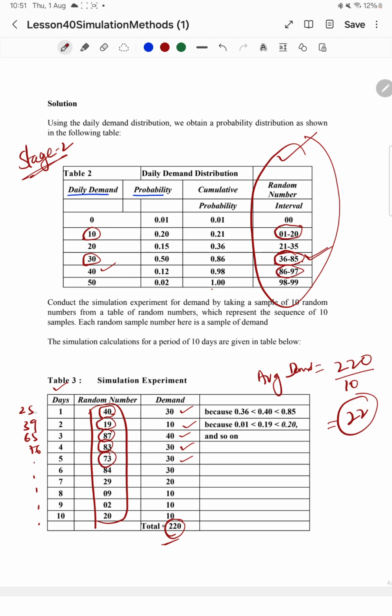Suppose you take 25, then 25 is in between 21 and 35 and its corresponding demand is 20. So you can write 20 here. If it is 39, then the corresponding demand is 30. So likewise you can take. Okay, that's it.